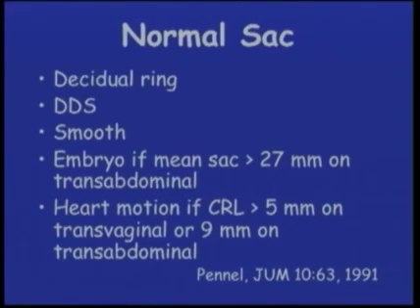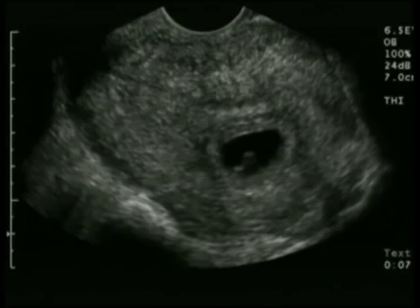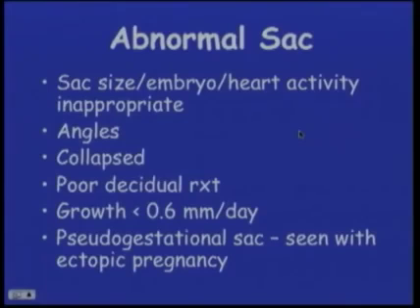Now, a normal sac will have a nice decidual ring. There may be a double decidual sac seen or may not. It'll be smooth. The embryo, if we're doing transabdominal, should be present by 27 millimeters, whereas if transvaginal, we should see it by 5 millimeters. In general, we do transvaginal in these early pregnancies to be able to identify them. Here we can see a very small crown rump length with a little tiny yolk sac.